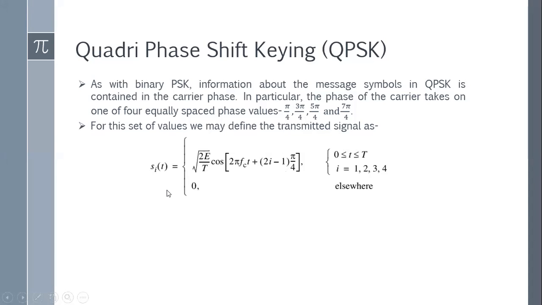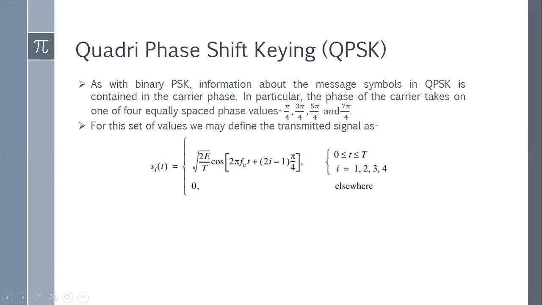For symbol 3, that is S3(t), the phase will be 5 pi by 4, and I will replace I with 3. So this becomes 2 into 3 equal to 6, 6 minus 1 equals 5 pi by 4. Similarly, when I replace this with 4, it will become 7 pi by 4. So this is how I am getting four different symbols and four different signals with different phase values.